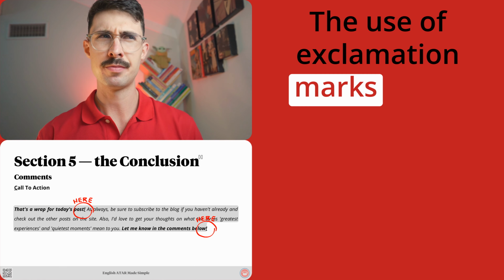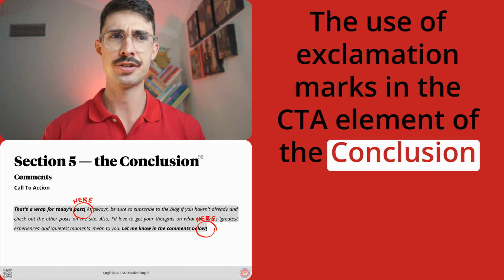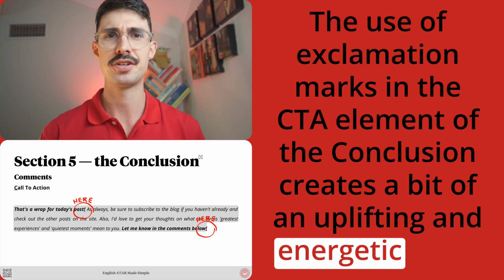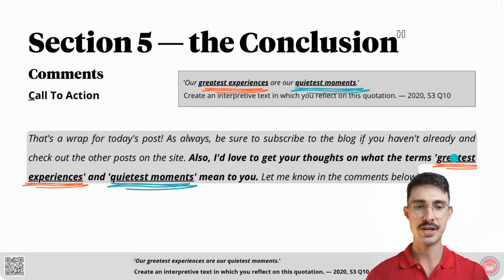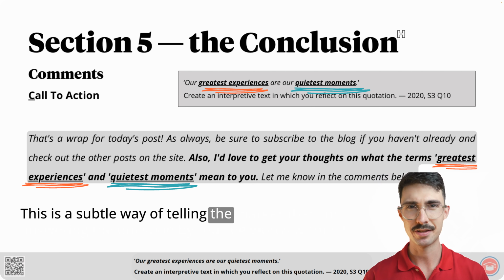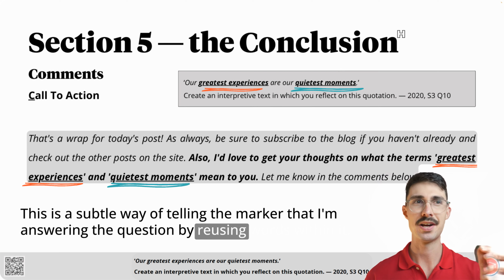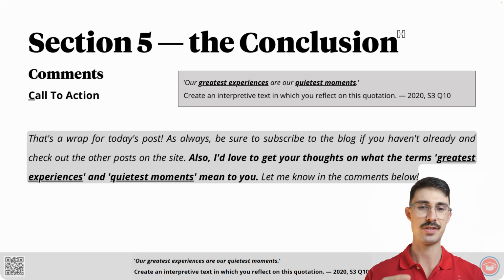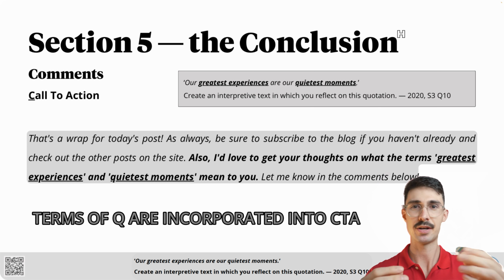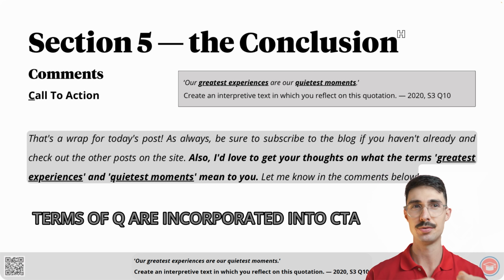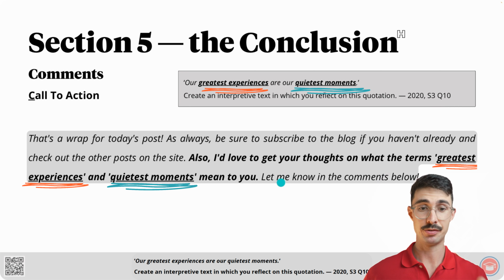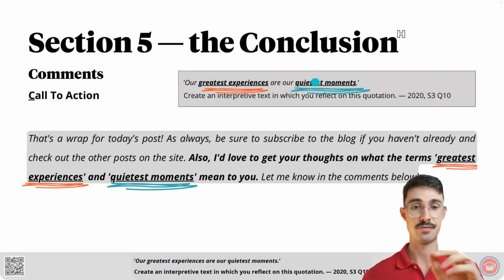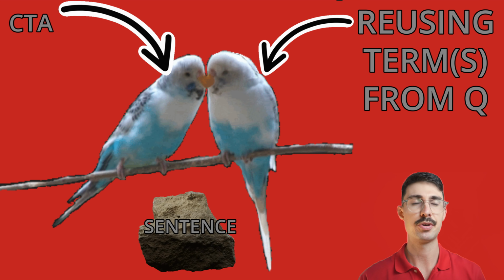The use of exclamation marks in the CTA element of the conclusion creates a bit of an uplifting and energetic tone. Over here, we can see I've reused the terms greatest experiences and quietest moments. This is a subtle way of telling the marker that I'm answering the question by reusing words within it. Another effective way of me telling the marker I'm engaging with the terms within this question is by actually incorporating those terms into my call to action to the reader. I'm asking them to let me know in the comments below what the terms greatest experiences and quietest moments from the question mean to them, hitting two birds with one stone.